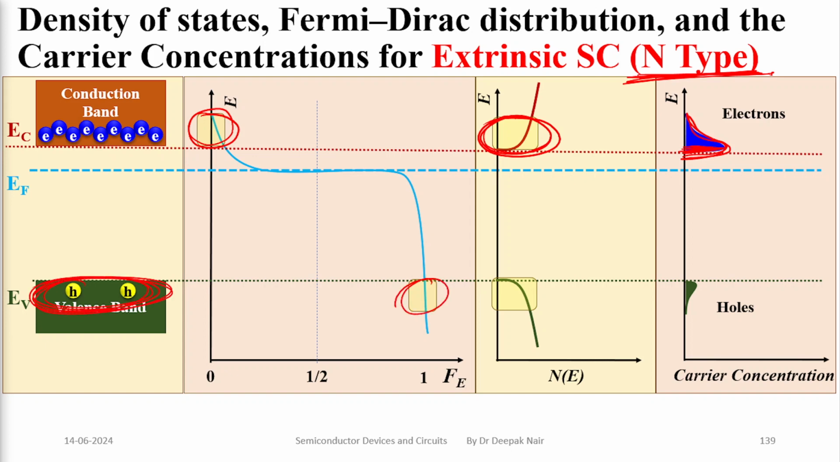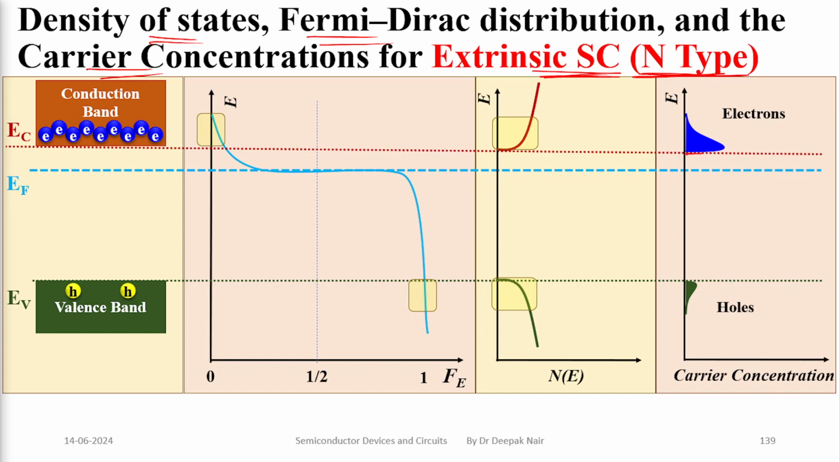So if we integrate these two regions for n-type semiconductor, we will find a distribution which is much lower than the distribution shown for the electrons. So in the electrons, we have a higher concentration level, whereas in holes we have very less concentration level, and this curve represents the relationship between density of states, Fermi Dirac distribution, and carrier concentration for n-type semiconductor.